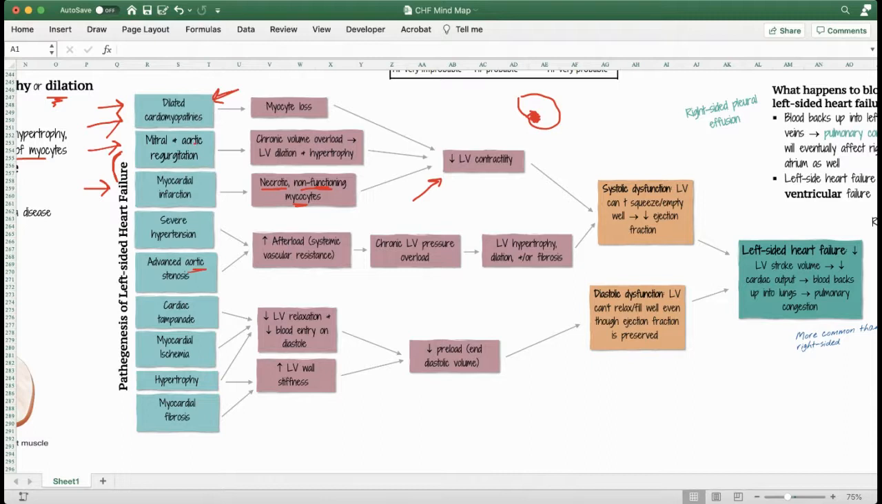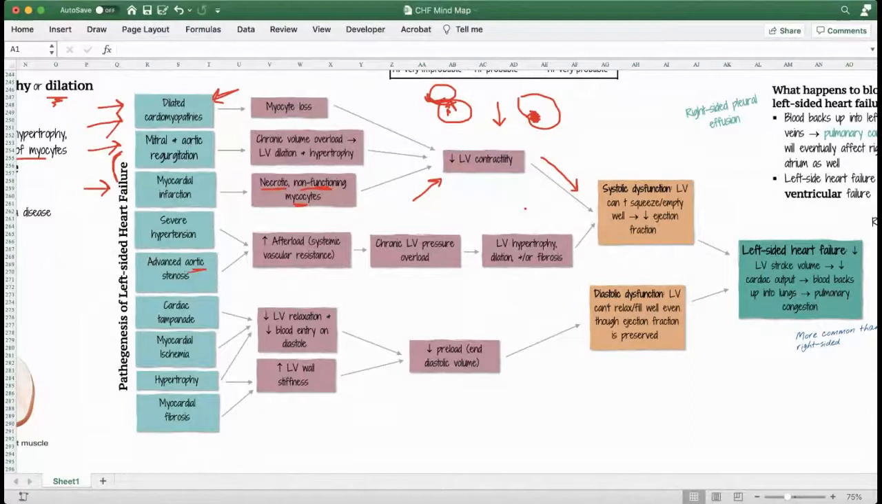With mitral valve regurgitation, the blood that's supposed to go out of the left atrium and into the left ventricle is getting bogged down because the valve isn't working properly. You end up with the same kind of volume overload, the same LV dilation, and the same decrease in cardiac contractility. Eventually you will end up with a systolic problem, right? The heart isn't able to squeeze or empty or contract well enough.